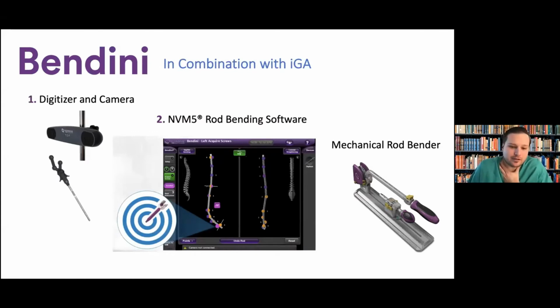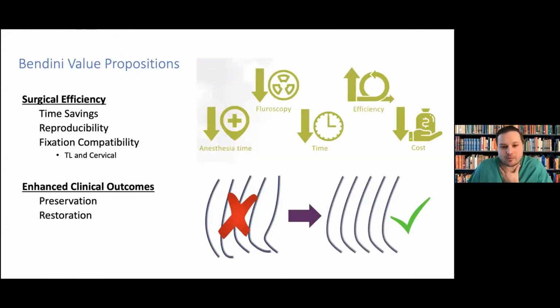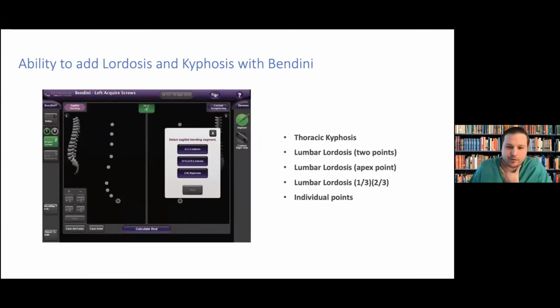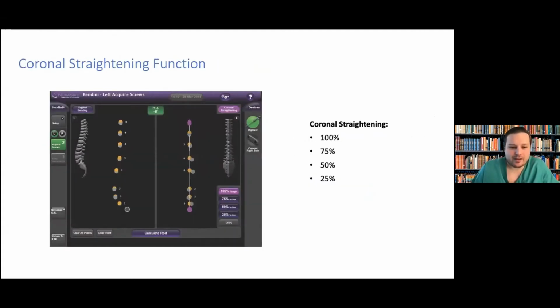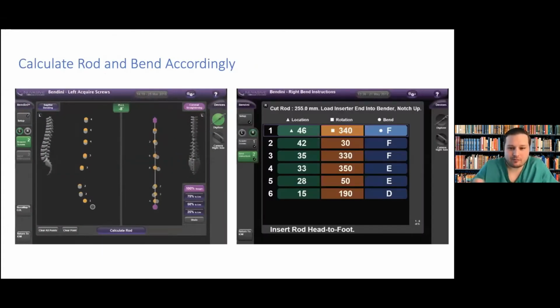NuVasive has a similar model which can be done intraoperatively, where you can drop down where all the pedicles are. They have a rod bender where you can bend it based off of where your pedicle screws are. And from that, you're able to add lordosis and kyphosis into your rod that will spit out instructions like this. And then hopefully, if you've achieved the adequate correction, you can drop the rod down and be good to go.